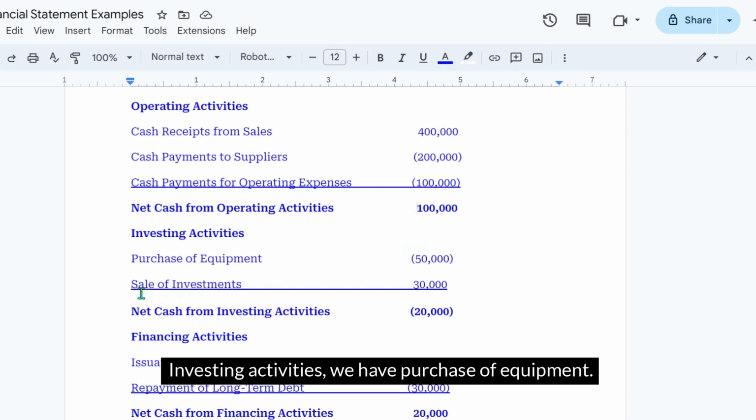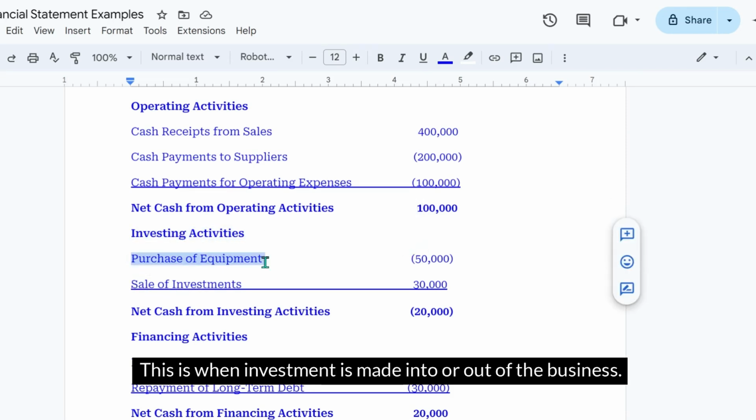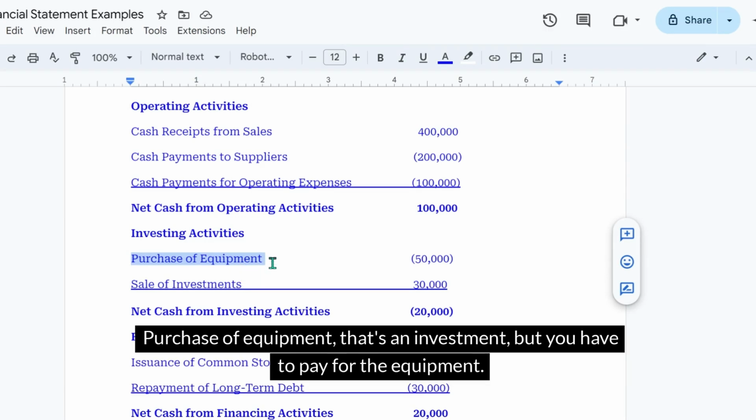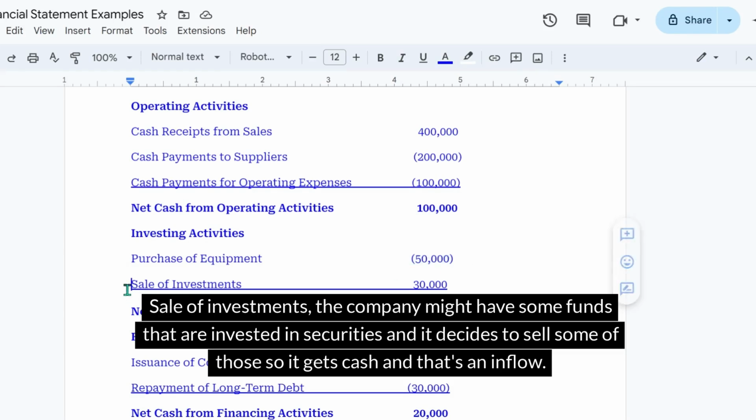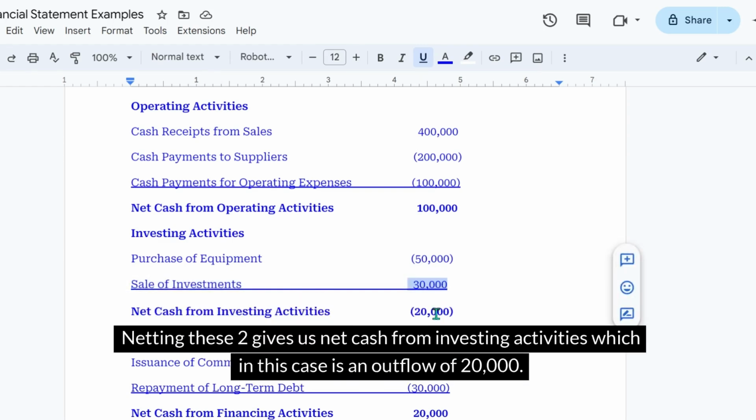Investing activities, we have purchase of equipment. This is when investment is made into or out of the business. Purchase of equipment, that's an investment, but you have to pay for the equipment. So it's a cash outflow of $50,000. Sale of investments, the company might have some funds that are invested in securities and it decides to sell some of those so it gets cash, and that's an inflow. Netting these two gives us net cash from investing activities, which in this case is an outflow of $20,000.